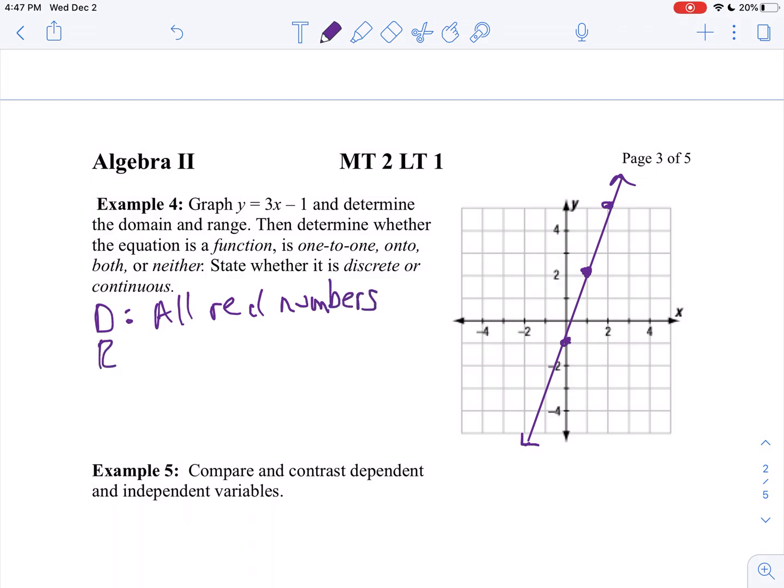The range is also all real numbers, isn't it? Because no matter what number I pick for y, there's going to be a corresponding point on the graph for that. Now, what kind of function is it? Well, every domain has exactly one range that corresponds with it. So this is both one-to-one and onto.